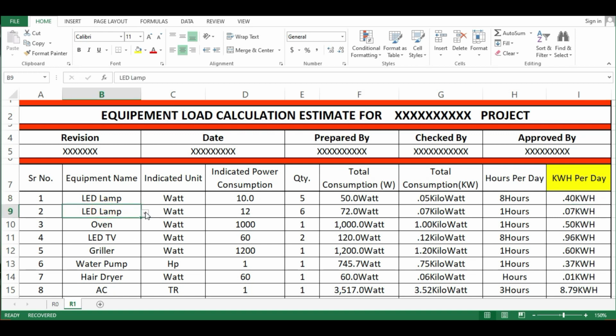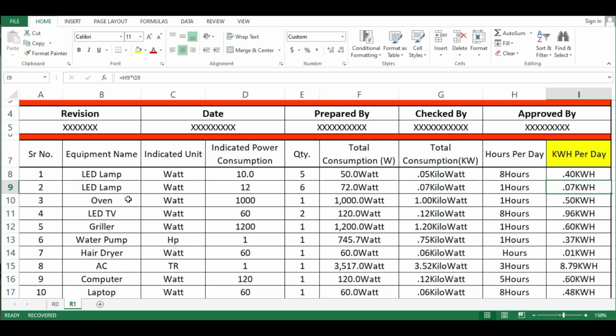Next we have again selected LED lamp, and this time the power consumption is 12 watt and the quantity is 6, so it comes to 0.7 kWh. I think I have made it clear to you. If you are confused while learning this process, pause the video and go through it again from the start so that it becomes clear. Next is LED TV. We have selected LED TV over here, watt, and normally an LED TV consumes 60 watts, so I have entered 60 watt over here, and there are 2 units of LED TV, so it comes to 0.96 kWh.